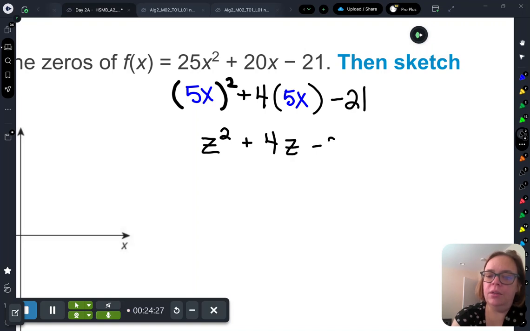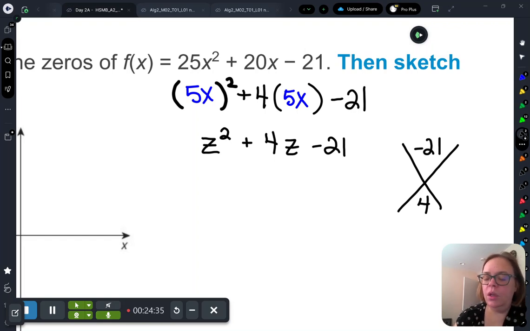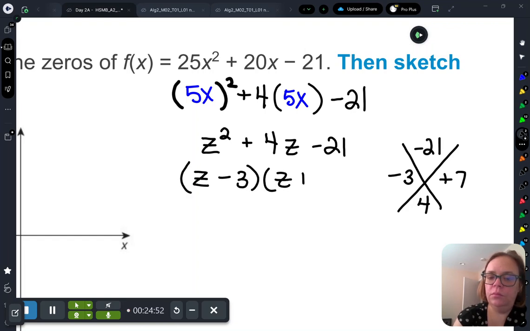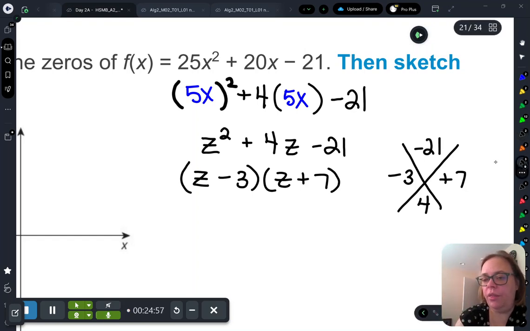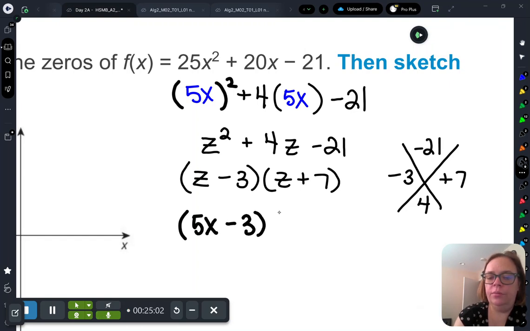Let's do the diamond problem. We need 2 numbers that multiply to make negative 21 and add to make 4. Well, one of them is going to be negative, one of them is going to be positive, and it's positive 7 and negative 3. Now we can replace the z back with the 5x. Okay, it's factored.